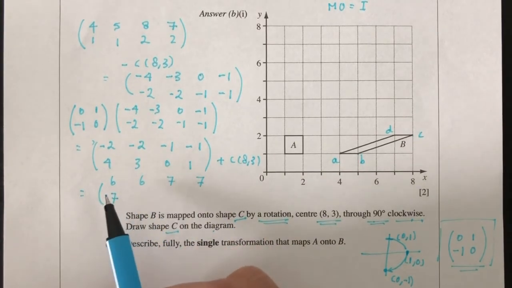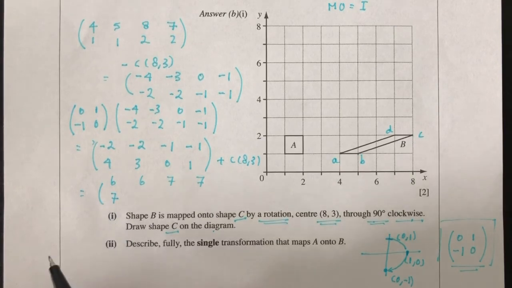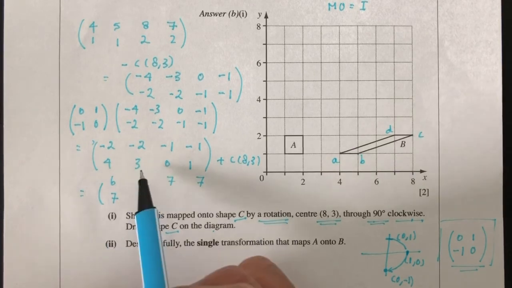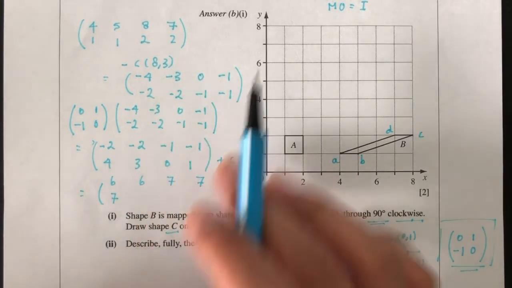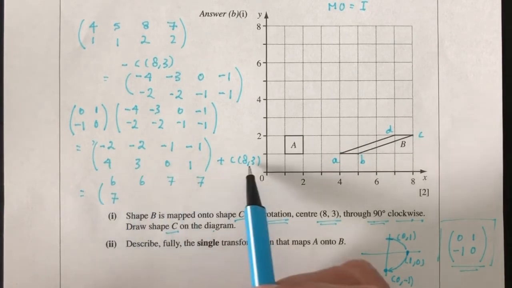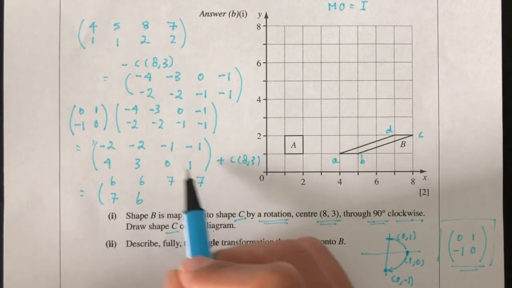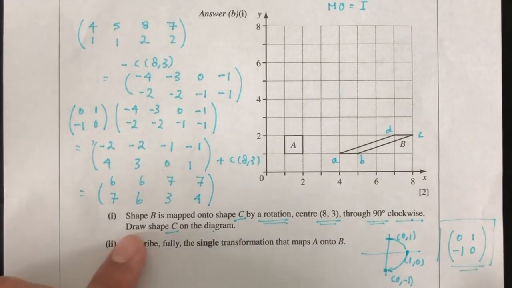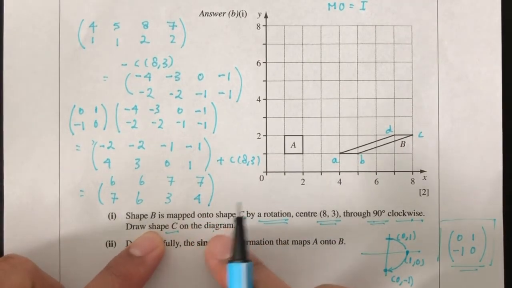So here we have... I thought I made a mistake, but that's okay. So this one is, 3 plus 3 will be 6. 0 plus 3 is 3, 4. Okay, so this will be the image of my matrix transformation.